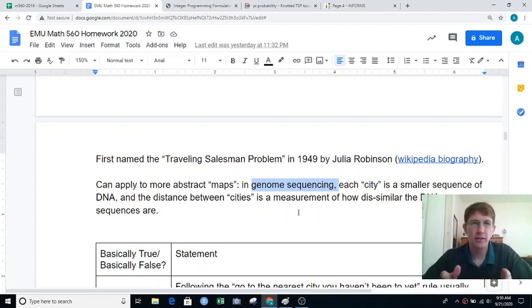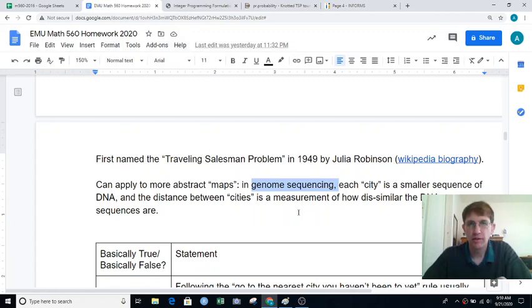It's called shotgun sequencing, where they take a DNA sequence, the little molecules, and break it up into a bunch of small bits, sequence each one, and then try to look for overlaps between them. And the amount of overlap is related to how much distance there is between the cities. If there's not much overlap, then that's more distance between these DNA fragments.